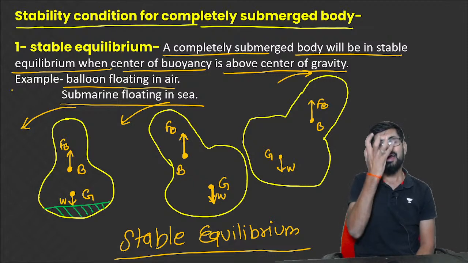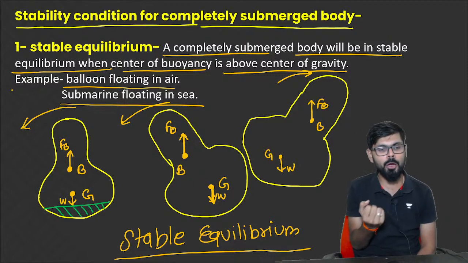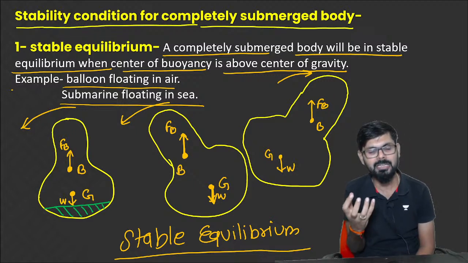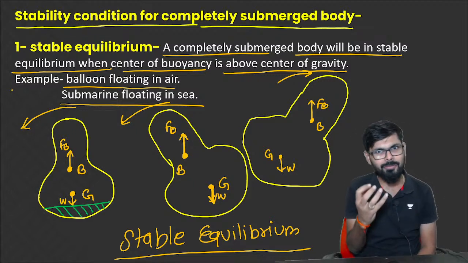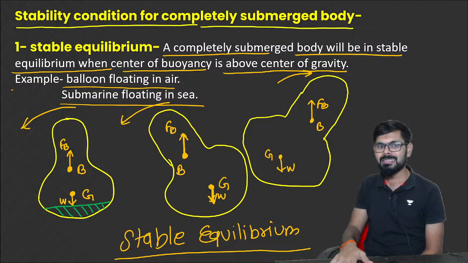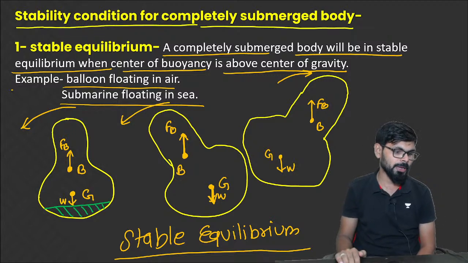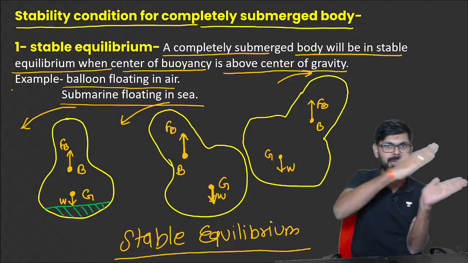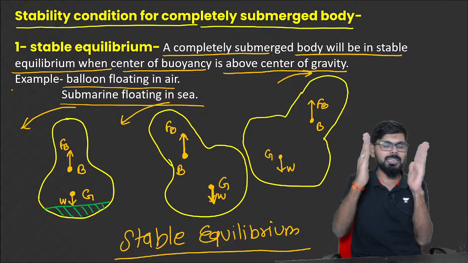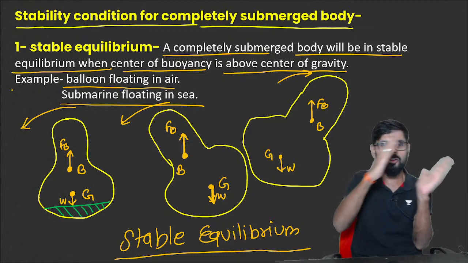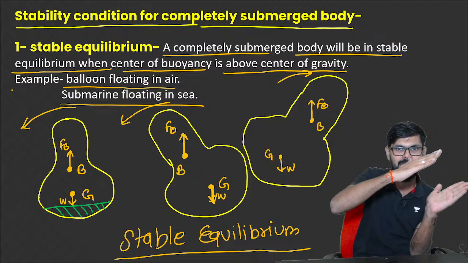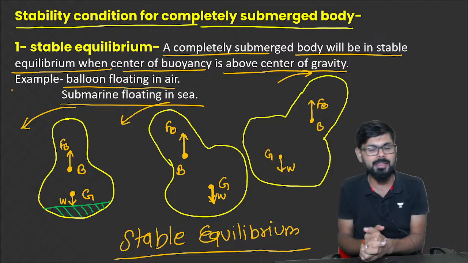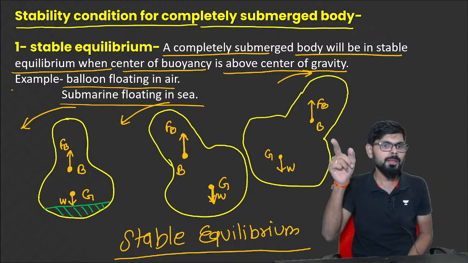If the center of gravity is below the center of buoyancy for a submerged body, then it will be in stable equilibrium. Why? Because if you tilt in, let's say, the clockwise direction, automatically one couple will generate in the anti-clockwise direction. That will bring it to the initial condition.